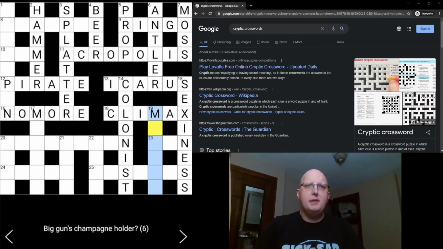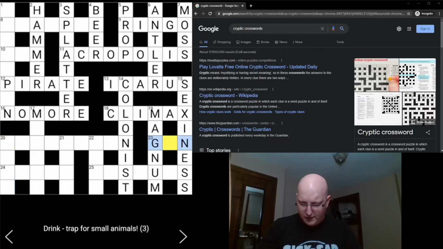All right. Big gun's champagne holder. Big gun, what, Magnum? Ah, well, yes. So a Magnum is like one of those giant bottles of champagne. So a big gun is a champagne holder. And of course, a Magnum is a gun that can fire bullets that are loaded with lots of powder.